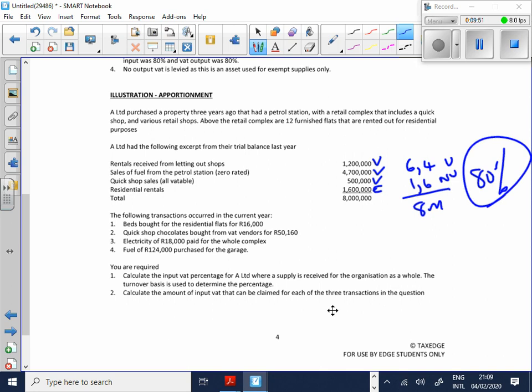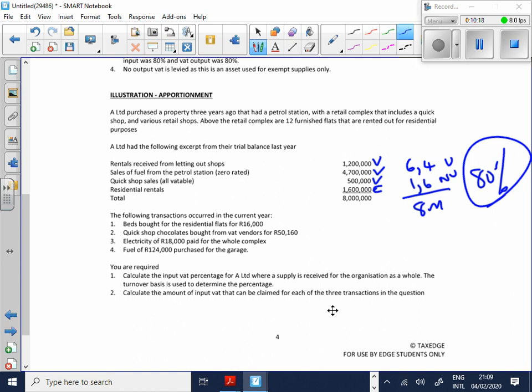Are you guys comfortable? They don't have to give you the 80%. You're going to work it out on turnover. And the way in practice it works is that you do it on turnover unless otherwise stipulated. Okay. The following transactions occurred in the current year. Beds were bought for residential flats for 16. Is there VAT? Can we claim VAT input on that? That is 100% exempt. Therefore, we can't claim any VAT.